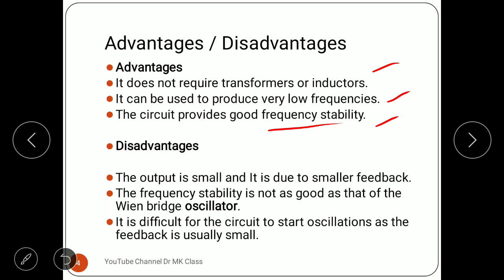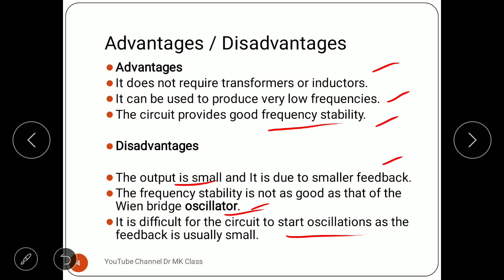There are some disadvantages also. The output is small, and it is due to smaller feedback. Whatever output voltage amplitude is there will be very small. The frequency stability is not as good as the Wien bridge oscillator. If you compare the Wien bridge oscillator for the same frequency with the RC phase shift, the Wien bridge will have good frequency stability. It is difficult for the circuit to start oscillations.